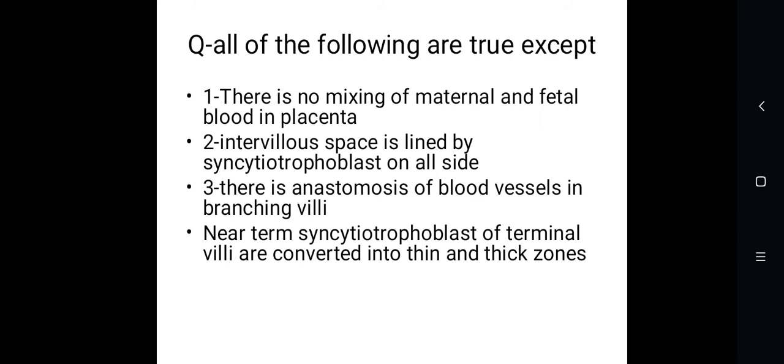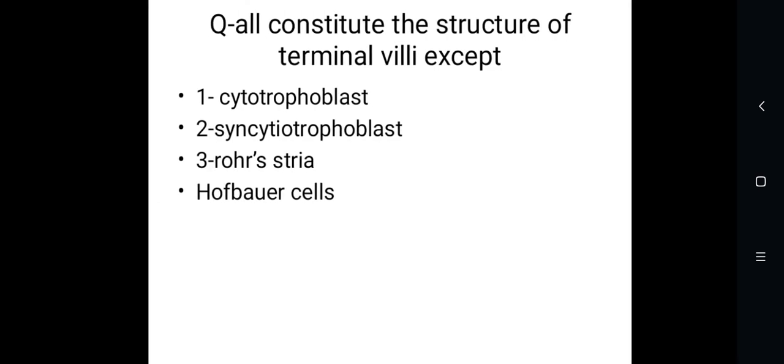Yes, we have already discussed it. The thin zones are called alpha zones. It is the place of gas transfer, and thick zones are called beta zones. It is the place of hormone synthesis. So option 3 is wrong. This is not true. There is no anastomosis of blood vessels in branching villi.